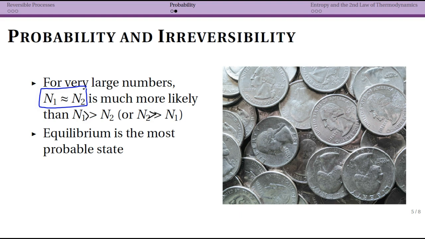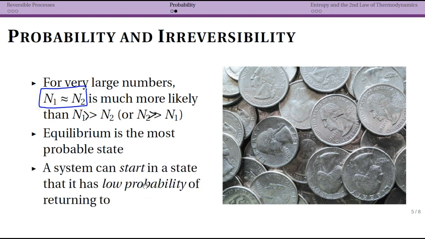And again, this is thermodynamics. There's always a distribution. We're not saying that it must be exactly 500 heads and exactly 500 tails, but say 499, 501, well, at that point, it's fine, one sig fig. But again, 999 versus 1, that would be really improbable. So equilibrium, where the two states are just about equal, that's the most probable state. And again, we can start in a state that has low probability, like starting with all of your quarters heads up, but it's really unlikely to return to that state.